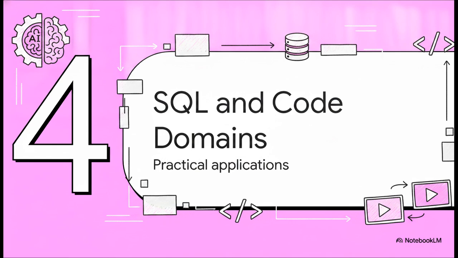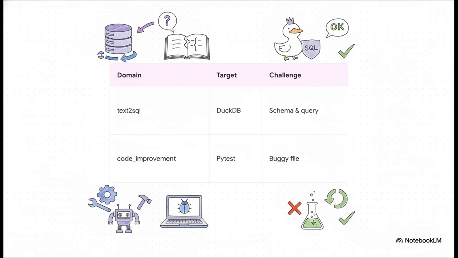Let's look at Section 4, our domains, SQL and code. So how does this actually look in practice? The repo provides two practical domains right out of the box. First, for the text-to-SQL domain, the genome, the thing you're evolving, is a SQL system prompt. The challenge it faces is a schema, a question, and a gold standard SQL query. Its fitness is judged objectively.